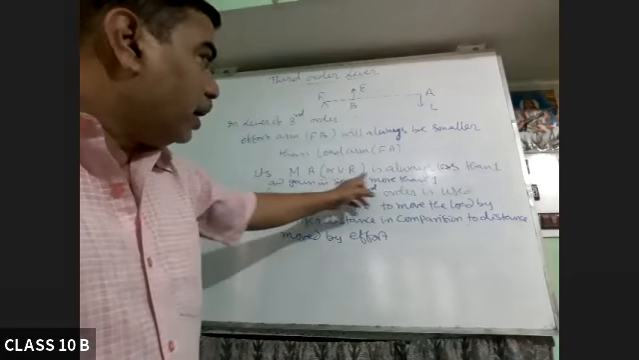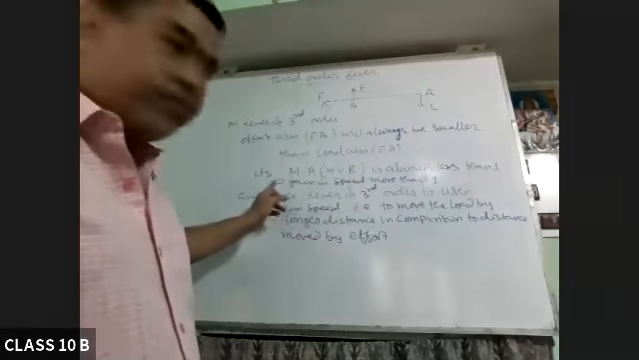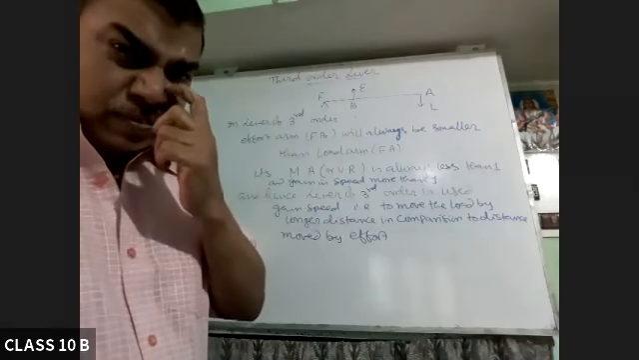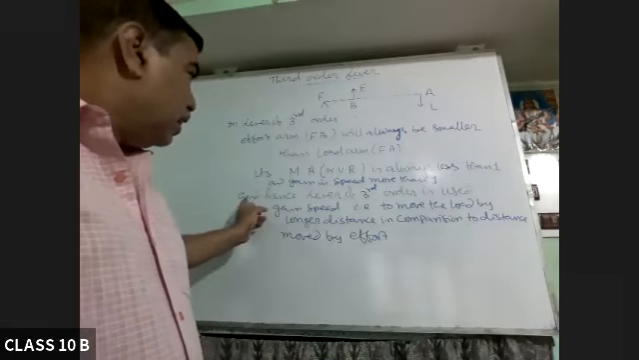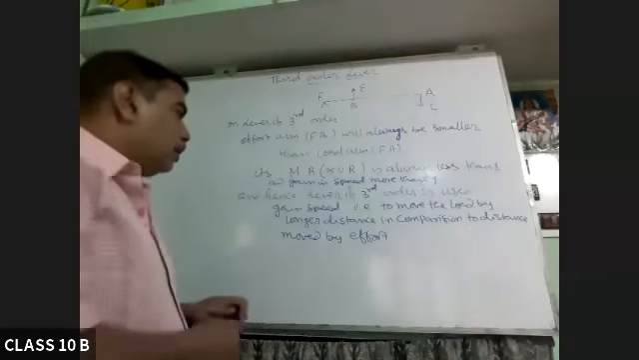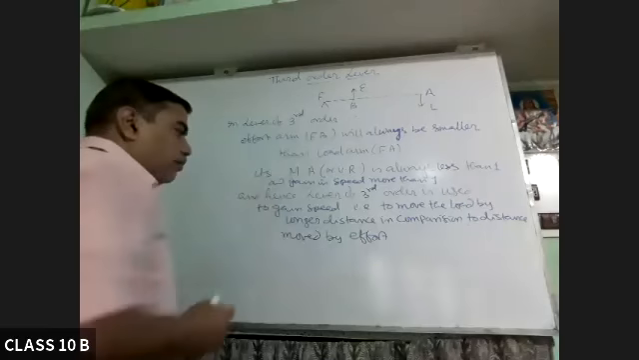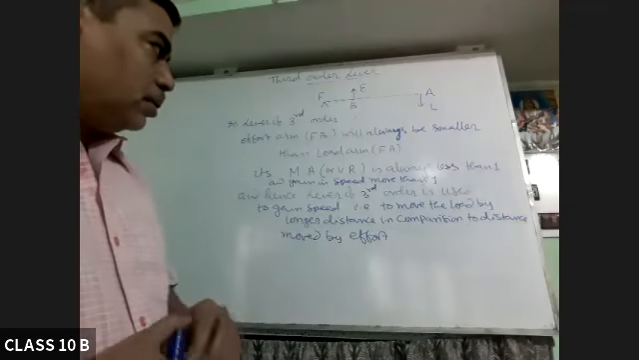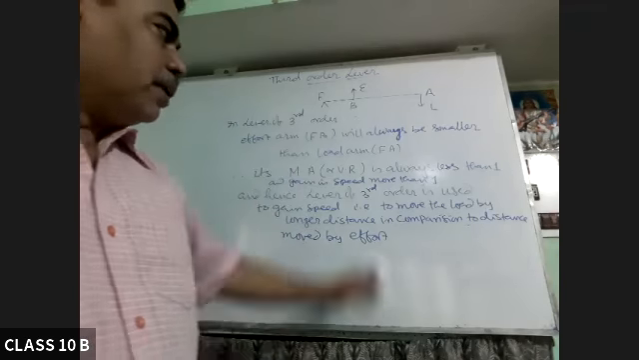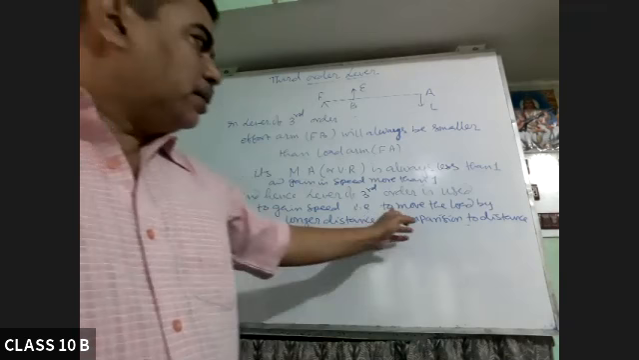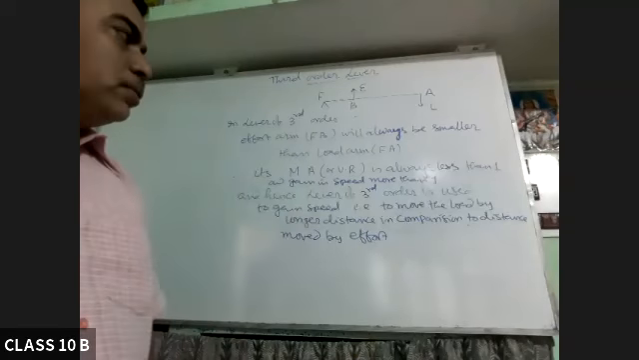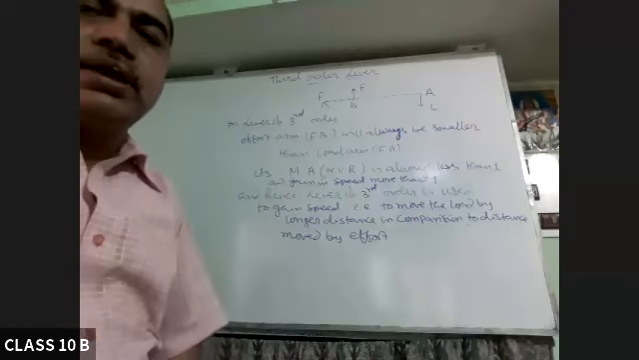Its MA or VR is always less than 1. And gain in speed more than 1. And hence lever of third order is used to gain speed. So third order is always used to gain speed. What is the meaning of gain speed? That is, distance moved by load will always be larger than distance moved by effort.